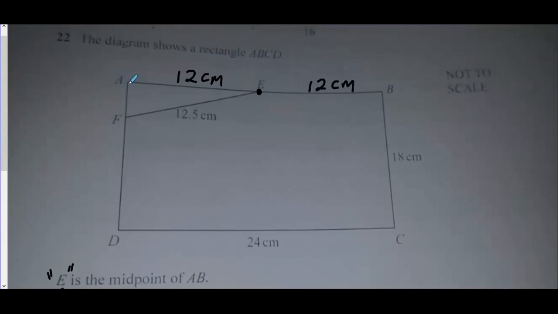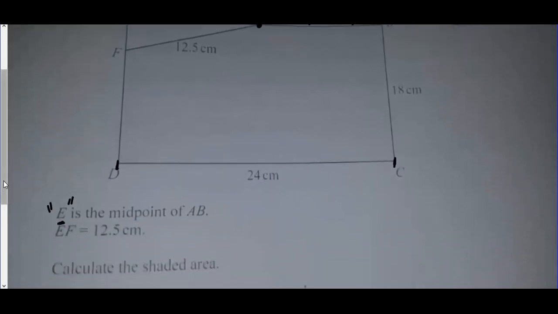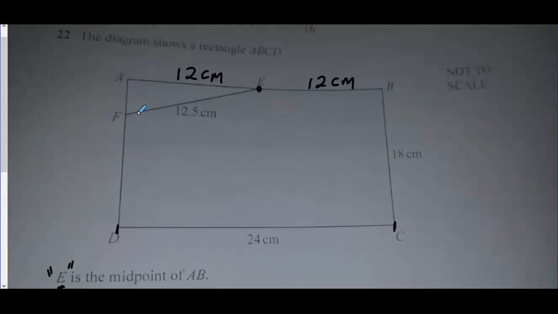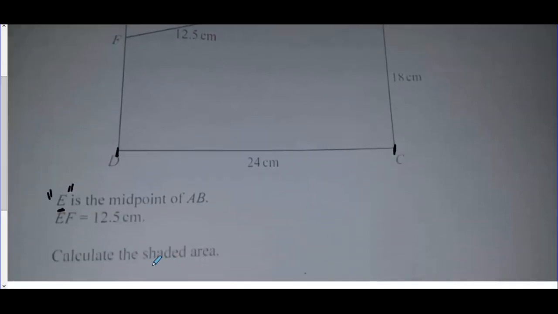They say that ABCD is a rectangle, and this side from here to here is clearly 24. So if E is the midpoint, that means 24 will be divided into 2 equal halves. So we're going to have this side AE 12 and EB 12. Total will be 24. Okay, what else then? EF is 12.5. EF from E to F is 12.5 centimeters, and that is shown. Now calculate the shaded area.